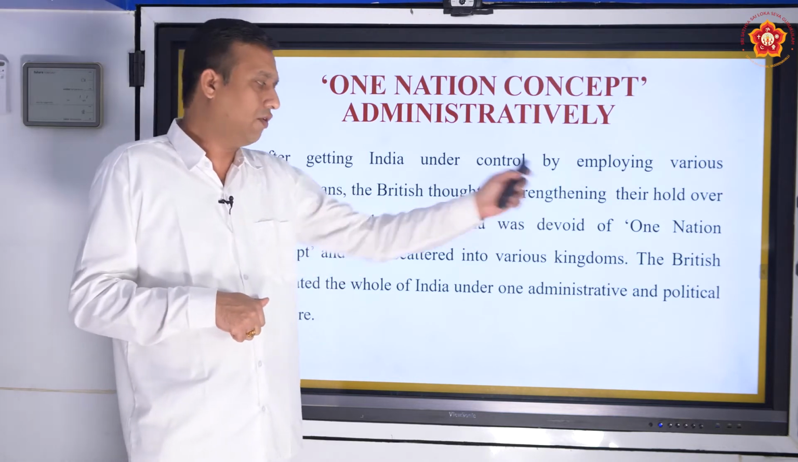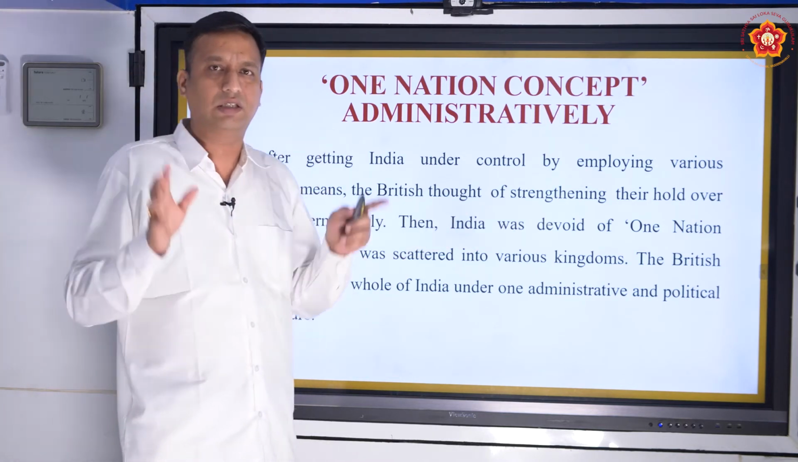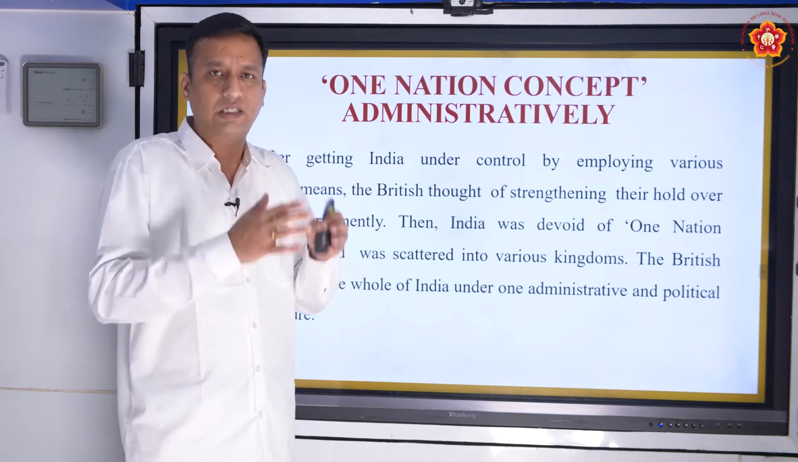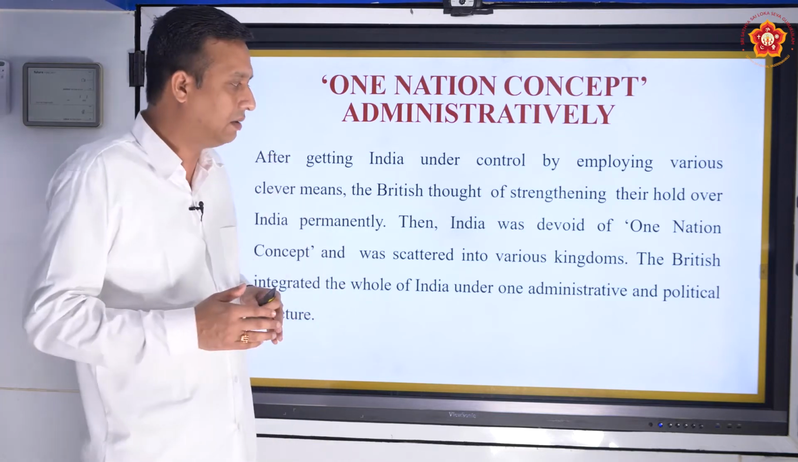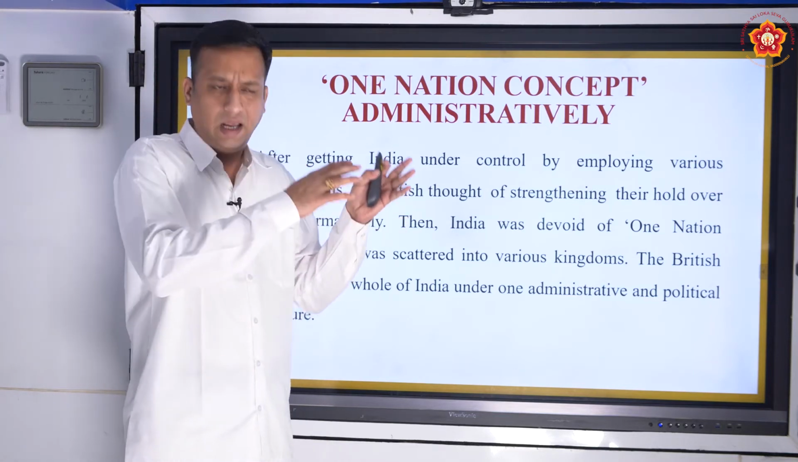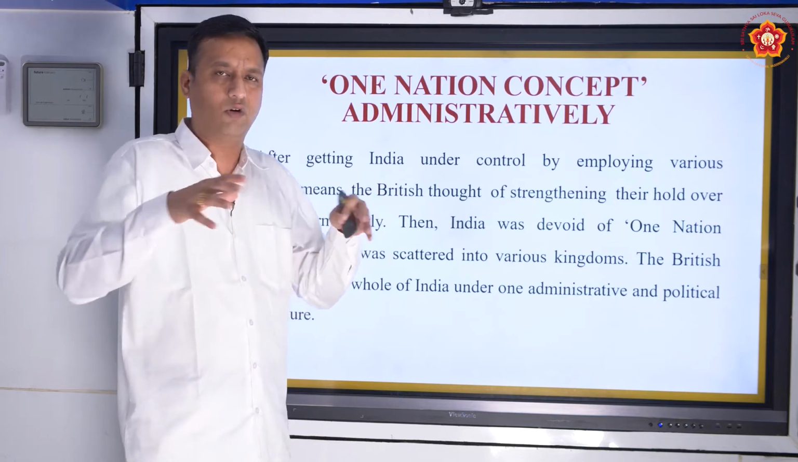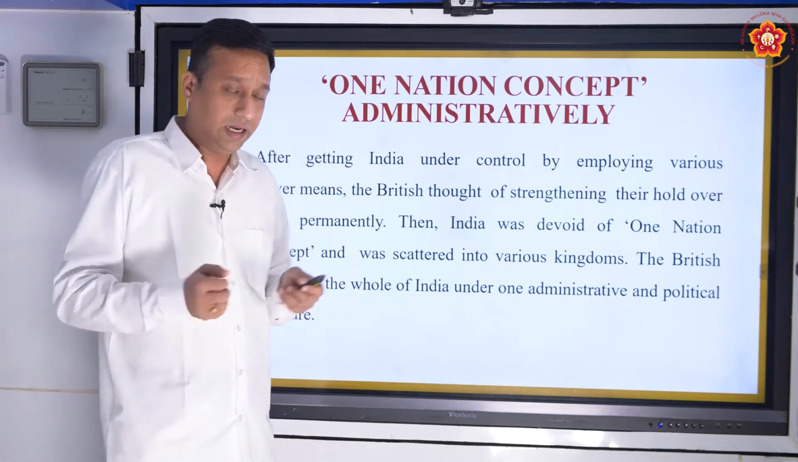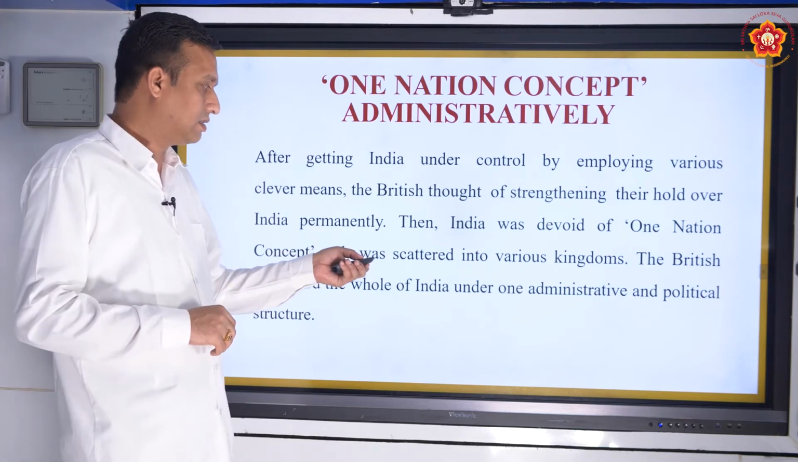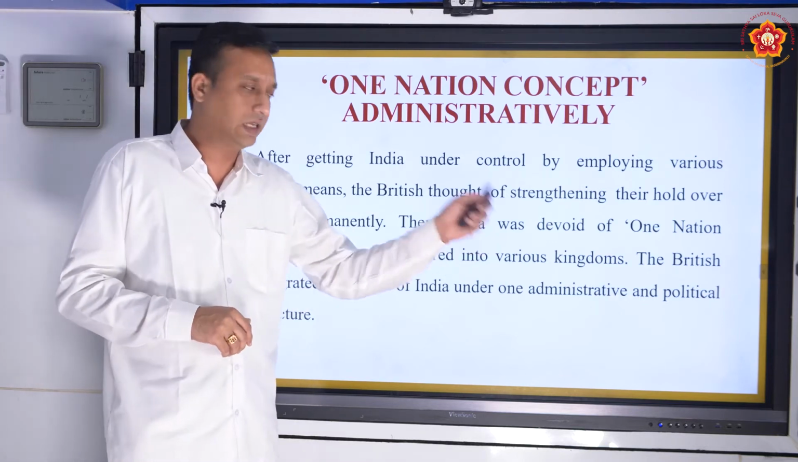Then India was divided by the one nation concept. We did not have this concept of one nation. Every small principality was there: the small Mysore kingdom, the Hyderabad Nizams, and in this way all were their own principalities. The concept of India as a whole was not there. So, as we said, it was scattered into various kingdoms.